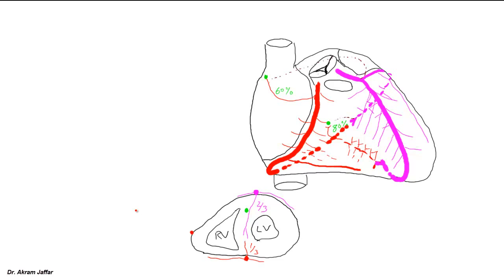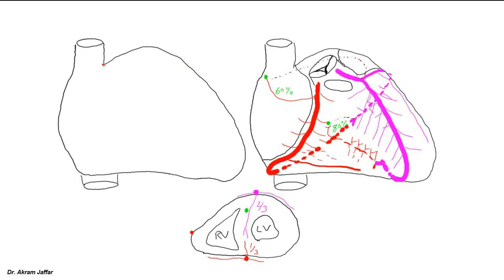Now let's deal with the venous drainage of the heart. Again, this is an outline of the heart. This is the outline of the right atrium and the appendage of the left atrium. Almost all of the venous drainage of the heart goes into the right atrium through the coronary sinus, which opens into the right atrium, and its opening is guarded by a small valve of the coronary sinus.